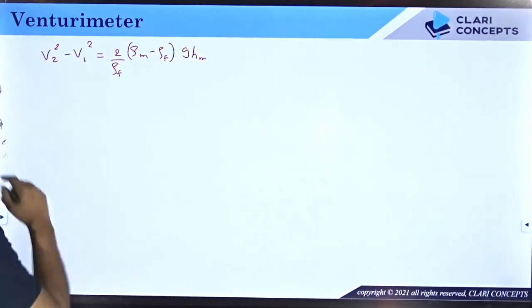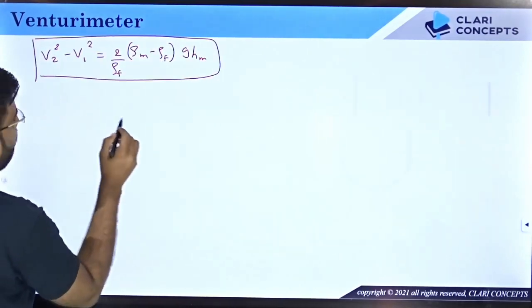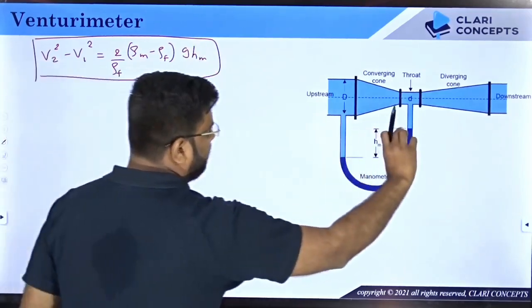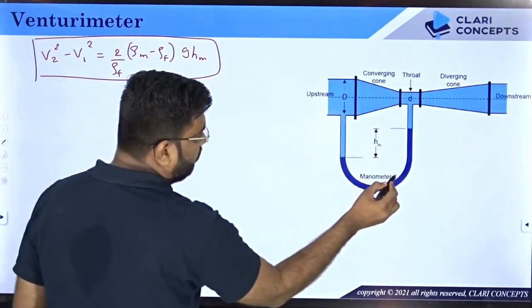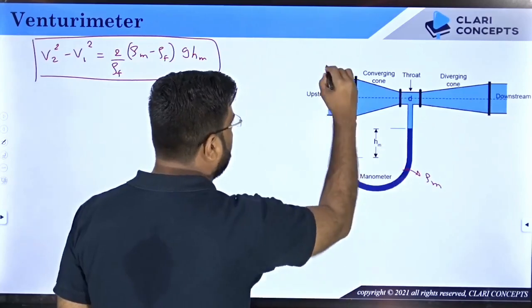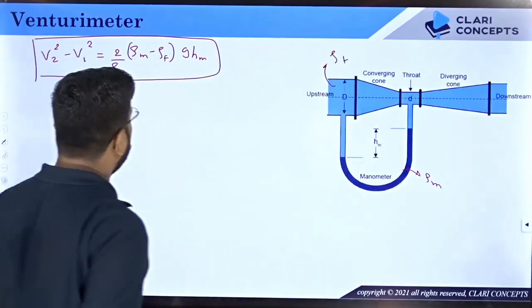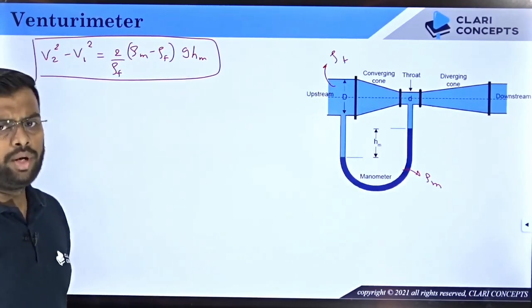Okay. So now if you look at this equation, the only unknown part, because you will be available with HM, you can measure it very easily using a linear scale. You know what is the difference in the density of the fluids. This is rho F, this is rho M, right? Rho M and rho F. So now the only way is if you can get another equation wherein you have V1, V2 as unknown.